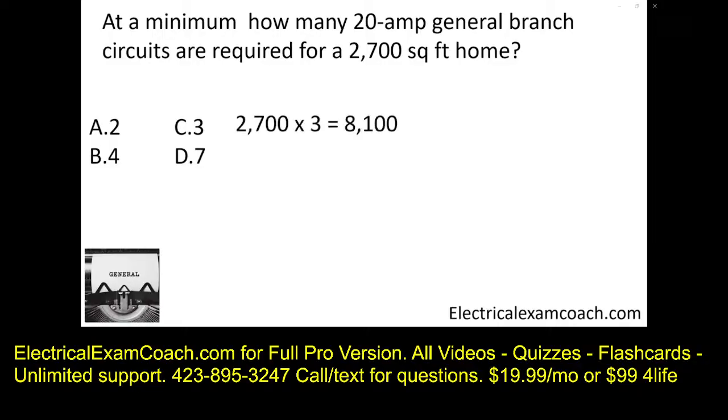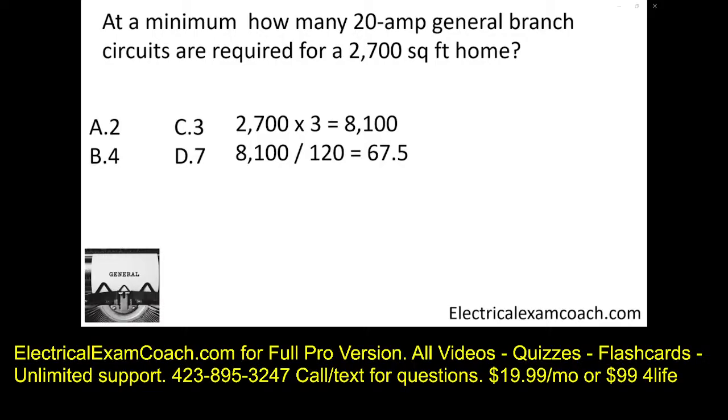The first step is to take our 2,700 square feet and multiply it by 3 VAs per square foot, like we've learned previously in the program. That's going to end up with 8,100 VAs. Now what we have to do, because this is our general lighting, those are all going to be 120 volt circuits. So I'm going to take that 8,100 and divide it by that 120 volts. And that's going to give us 67.5 amps. I'm converting it over to amps.